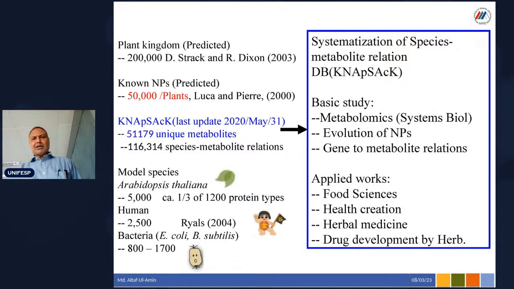And this database is freely available to anyone. So you just search the internet with the words KNApSAcK database, and you can have access to our database. This data can be utilized for basic study in metabolomics or to understand the pathways of natural products, the evolution of the pathways of natural products in different species, and also gene to metabolite relations. So we are applying, and you can also apply this database for different types of applied work like food science, health creation, herbal medicine, and drug development by herb, and so on.